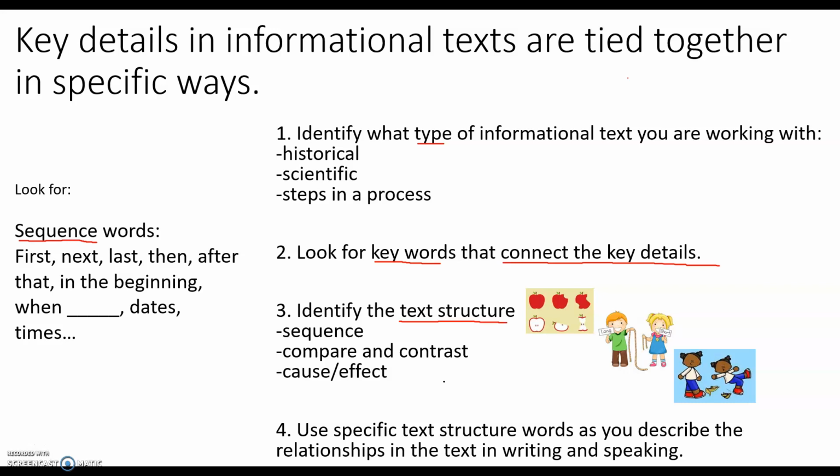Yesterday we talked about how key details in informational texts are tied together in specific ways. We talked about how the first step to identifying those connections is first figuring out what type of informational text you're working with. Is it a historical text, a scientific text, or steps in a process? Then, you need to look for keywords that connect the key details. This is what you did in your assignment yesterday.